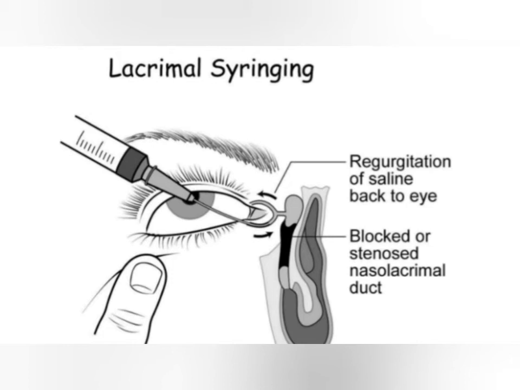So this excess watering can be due to any mechanical obstruction in the lacrimal drainage system, or eyelash in the punctum, or lower lid laxity in the older age, or ectropion, as I already said. Okay, so for this purpose you need to do syringing.